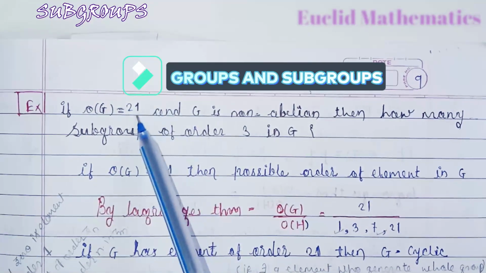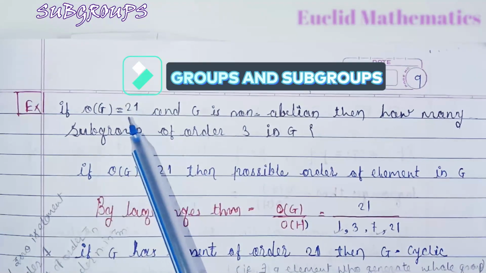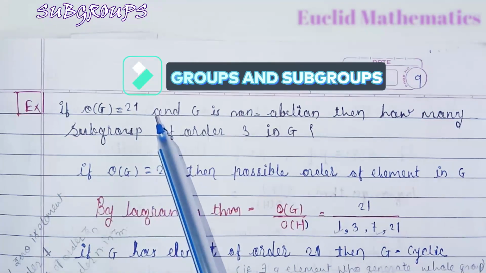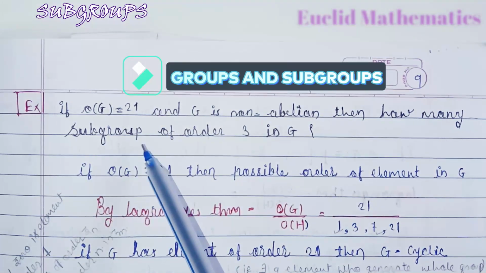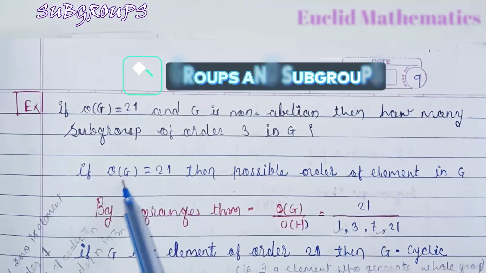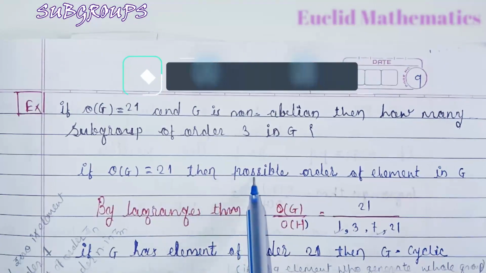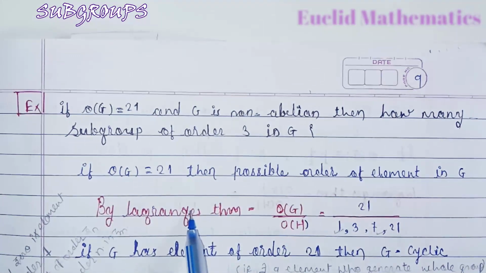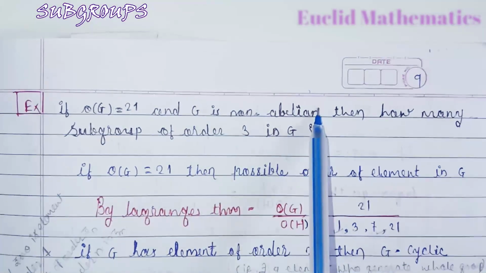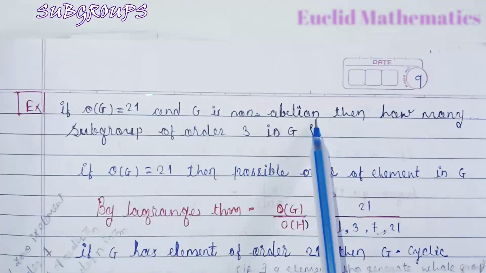So why did I consider 21? Because 21 can be written as a product of two primes, 7 and 3. Seven threes are 21, and both of the elements are prime. So here the order of G is 21, and we want the possible orders of elements by using Lagrange's theorem. Our example says that G is non-abelian of order 21.